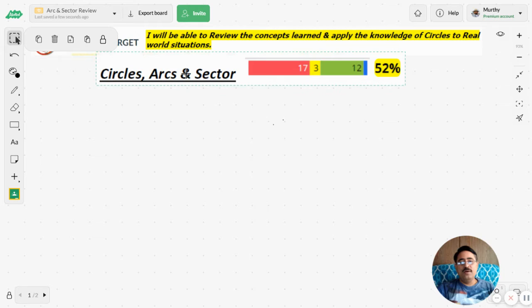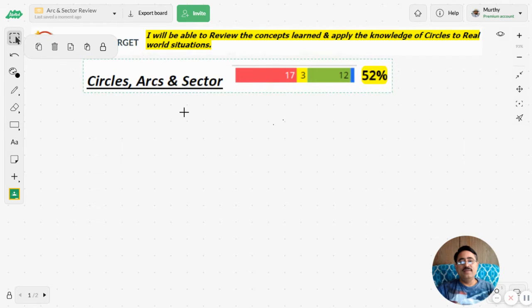And you may wonder what these scores mean. This is the statistics which is collected from the previous test. I see that the average is 52%.